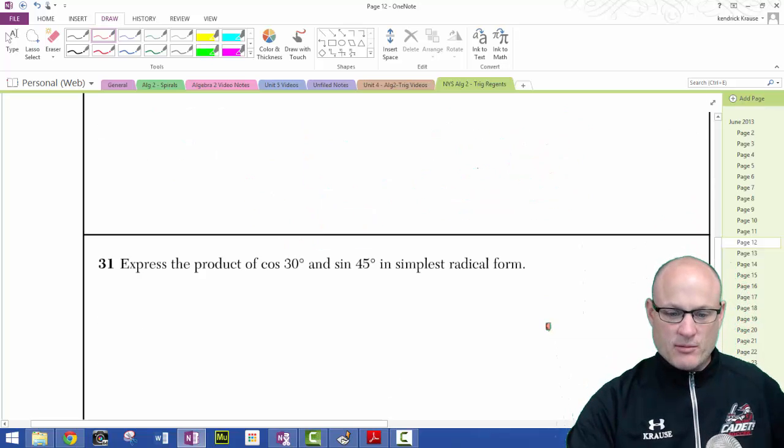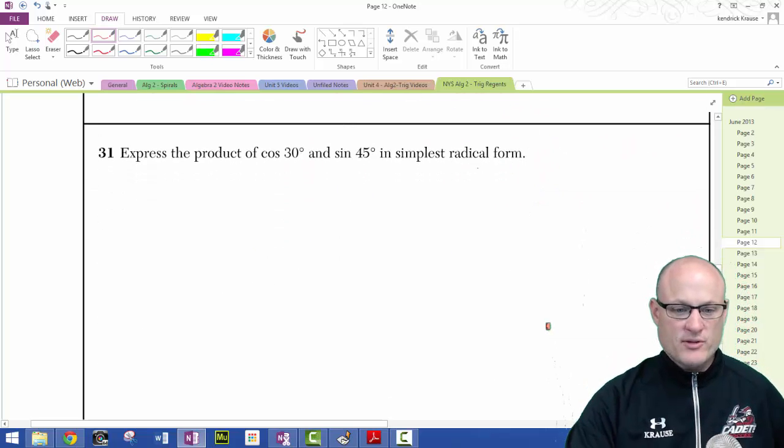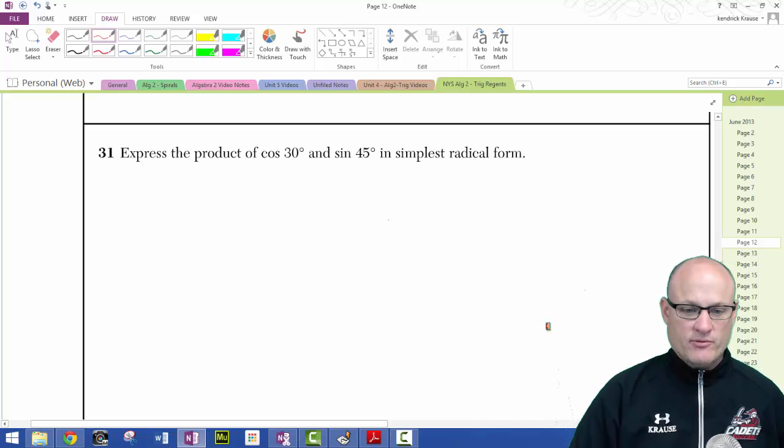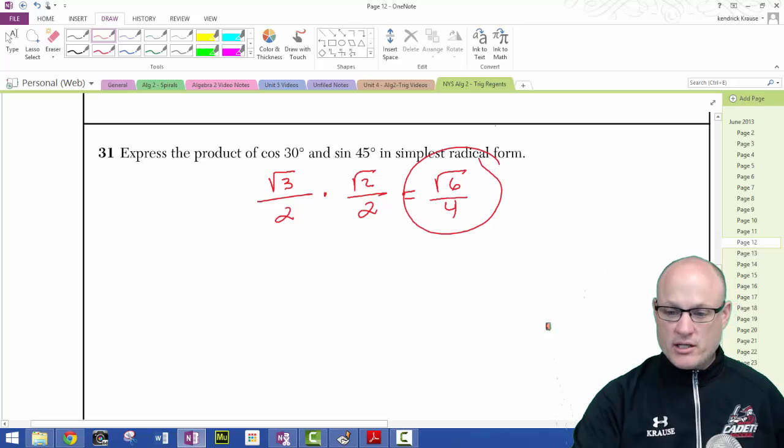Done. Next problem. Express the product in simplest radical form. Well, I think you should have this memorized. The cosine of 30 is the square root of 3 over 2. The sine of 45 is the square root of 2 over 2. If I multiply those, I get the square root of 6 over 4. Done.